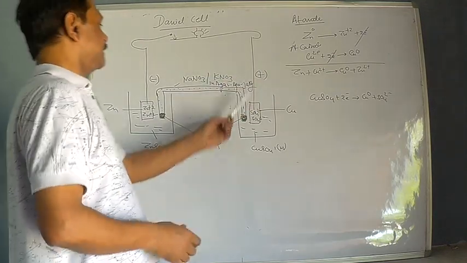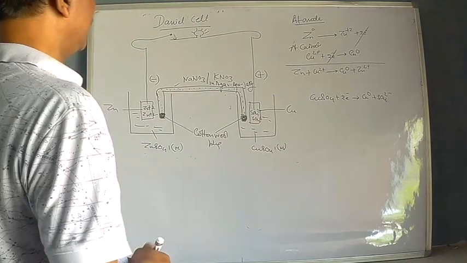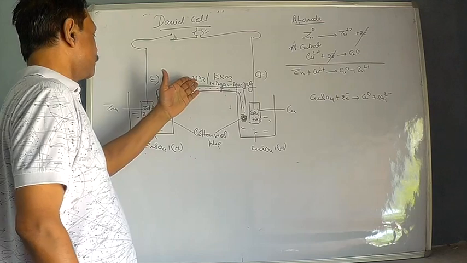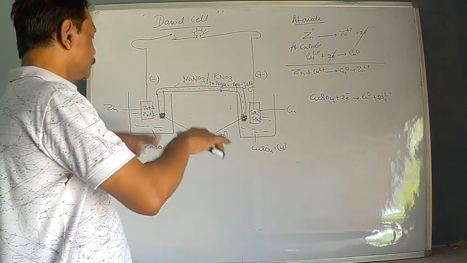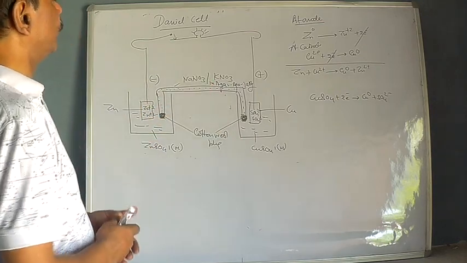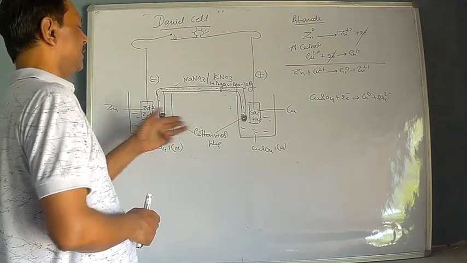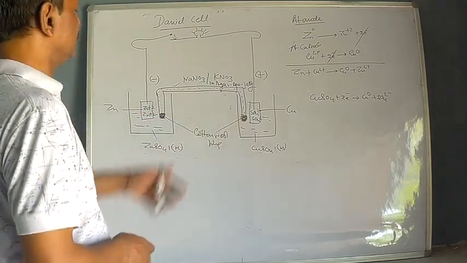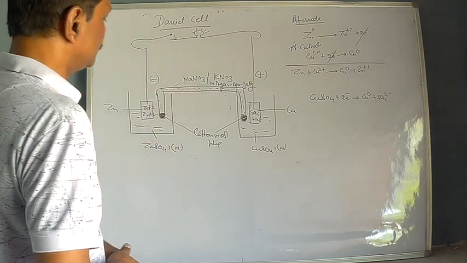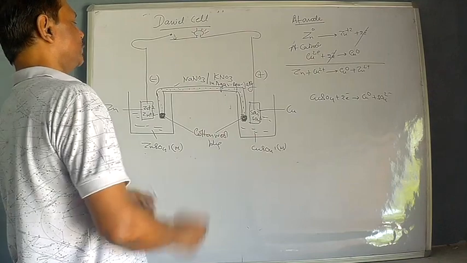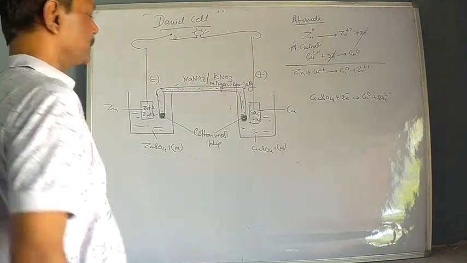These jellies are very thick and highly viscous, and hence when we place the salt bridge on these two beakers, sodium nitrate and potassium nitrate are not going to come out. They will come only on demand. When there is a demand for a negative ion here and a positive ion here, then these ions are going to migrate from the salt bridge. Otherwise, they will just remain held by the viscous nature of the agar jelly.